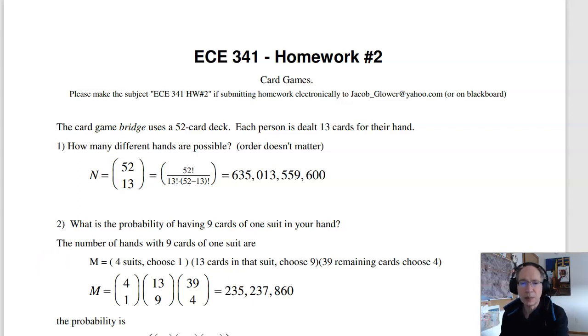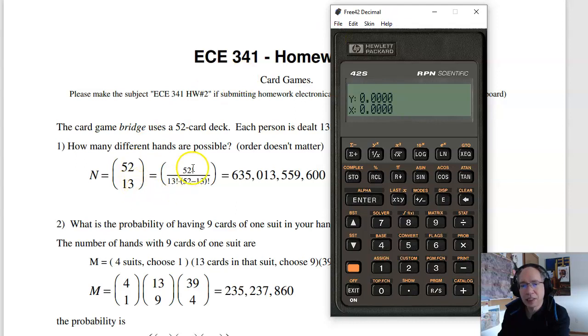The first problem looks at how many different ways you can deal out 13 cards. In this case, order doesn't matter, so that would be combinations: 52 choose 13. That's 52 factorial over 13 factorial times (52 minus 13) factorial. On an HP calculator, that's 52, enter, 13, and under probability, combinations. Permutations is where order does matter; combinations is where order doesn't matter. It gives you 635 billion different hands.